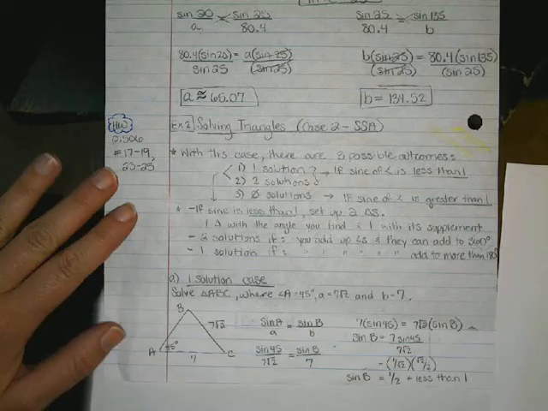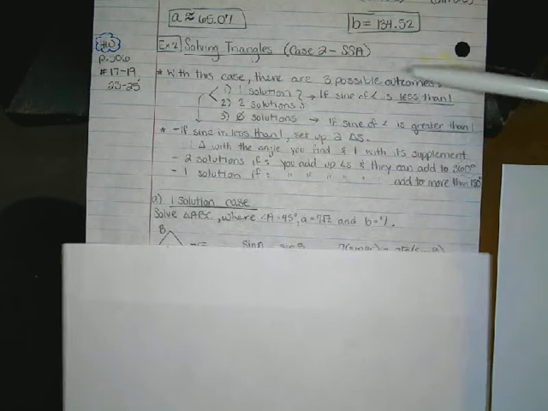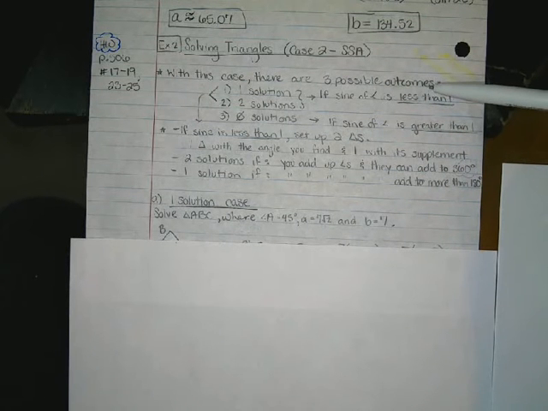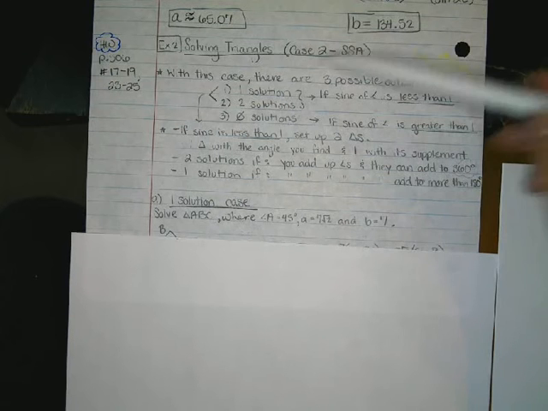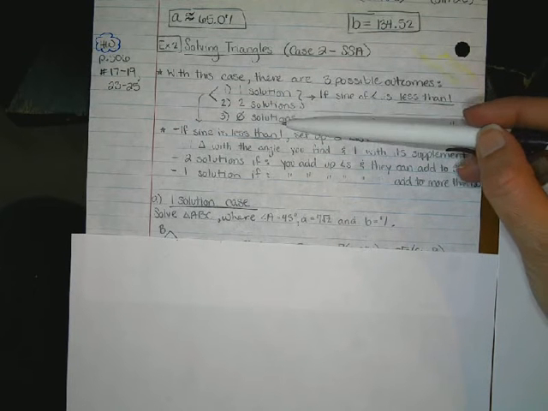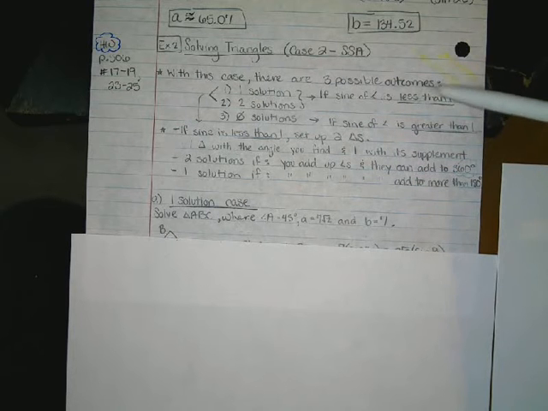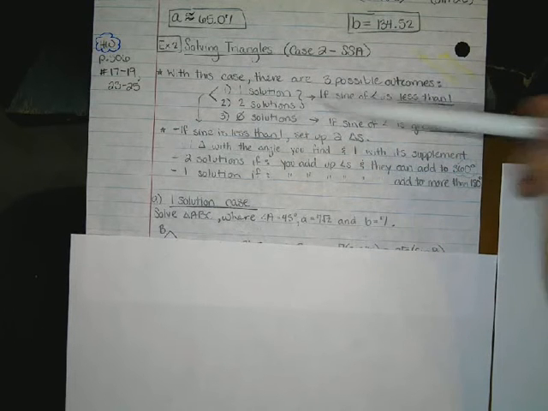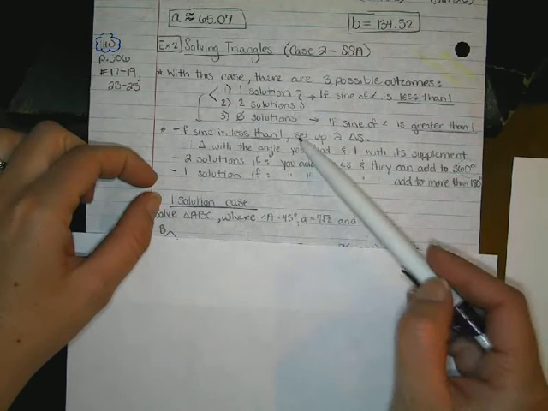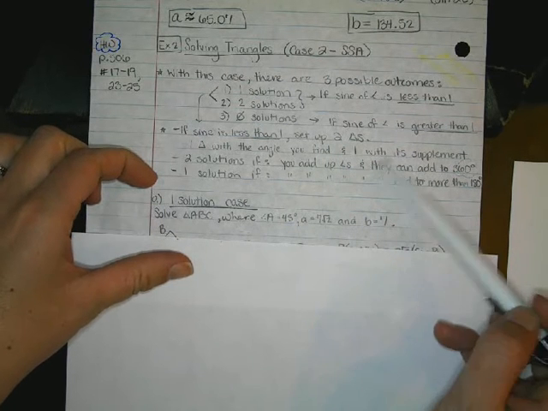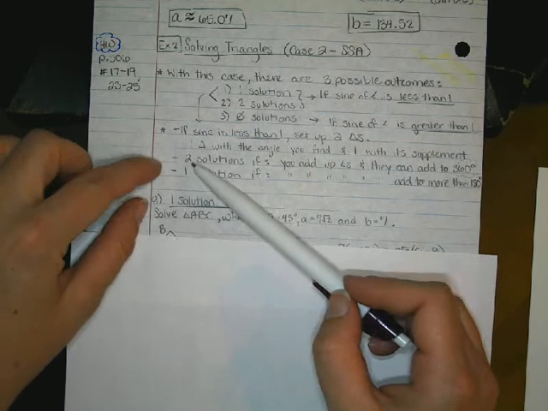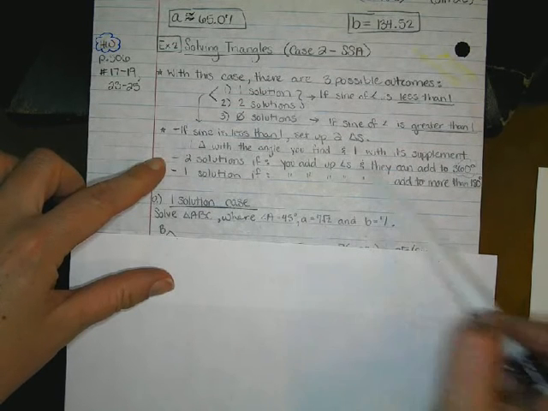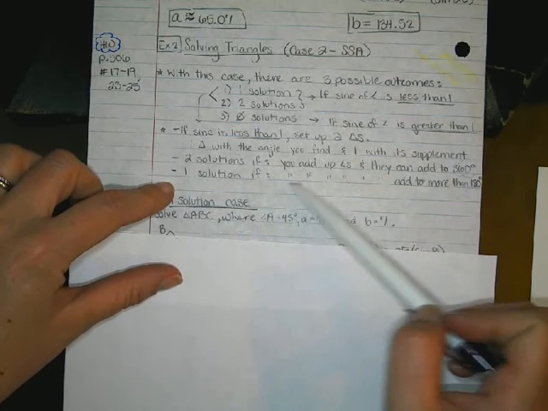Okay, so with this case, there's three possible outcomes, and you're going to see the possible outcomes right now. There's either one solution, two solutions, or no solution. If the sine of the angle is less than 1, then you have this scenario. You're going to set up two triangles, one triangle with the angle you find and one with a supplement. If it's two solutions, then you add up the angles and they add up to less than 180. If it's one solution, you add up the angles and they add to be more than 180. So you're going to see right now all the different scenarios.